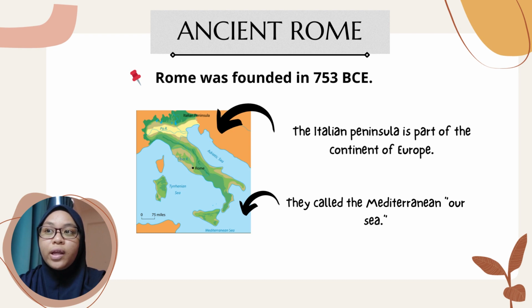As shown on the map, the Italian peninsula is part of the continent of Europe, and it sticks out into the Mediterranean Sea. Once the Romans controlled the Italian peninsula, they conquered islands and coastal areas around the Mediterranean. After a while, the Romans controlled the whole Mediterranean region, and they called the Mediterranean 'our sea'.